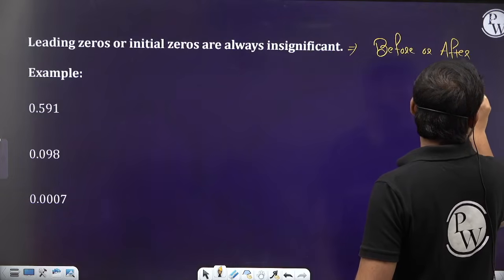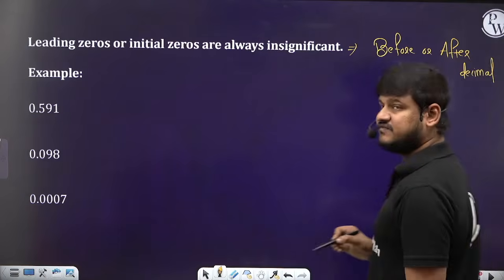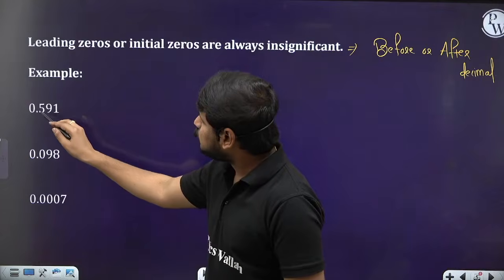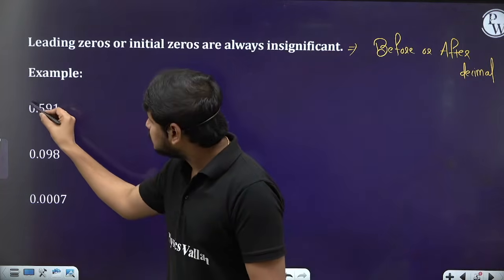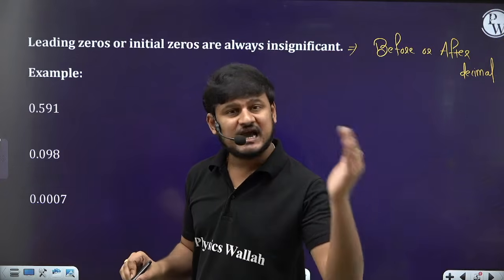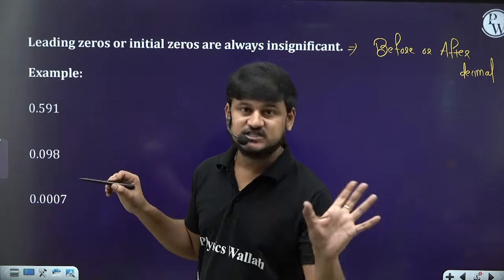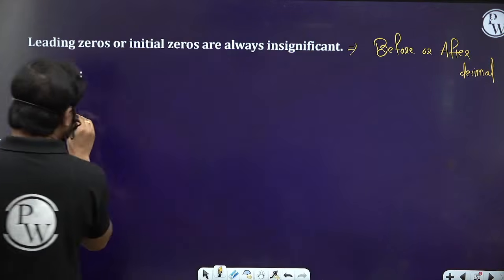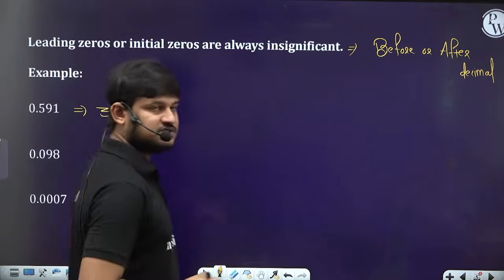So try to understand this one. Most of the students get confused while calculating the significant figures when zeros are included. So here, see, 0.591. The leading zeros, the initial zeros, are considered insignificant. If a number starts with a 0, that's why we have 1, 2, 3. Only 3 significant figures here. Okay.